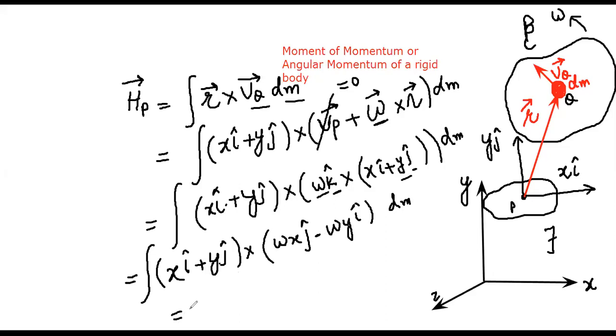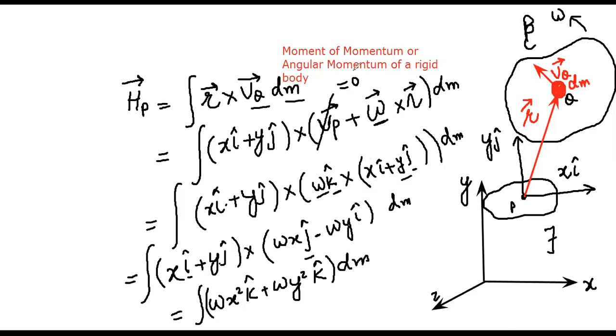We'll go a step ahead. Therefore, this becomes the integral of x into x, that's x square, multiplied by omega, that is omega x square, and this is i cross j. I cross j is equal to k cap. This is one expression. Then we have i cross i, that is 0. So I will directly take this y j, and j cross j is 0. So j will be crossed with this omega y i cap, that is omega y square, and we have j cross i equal to minus k. So that is minus k cap, and we have dm.